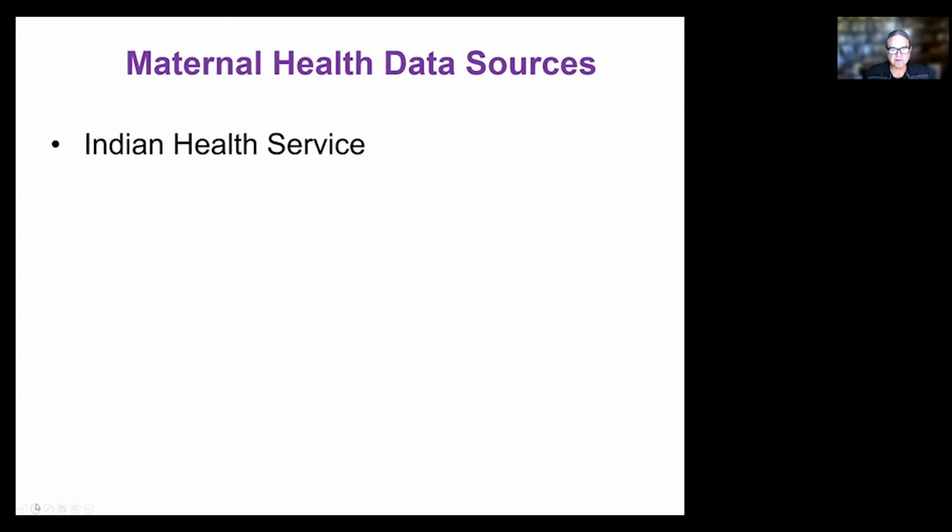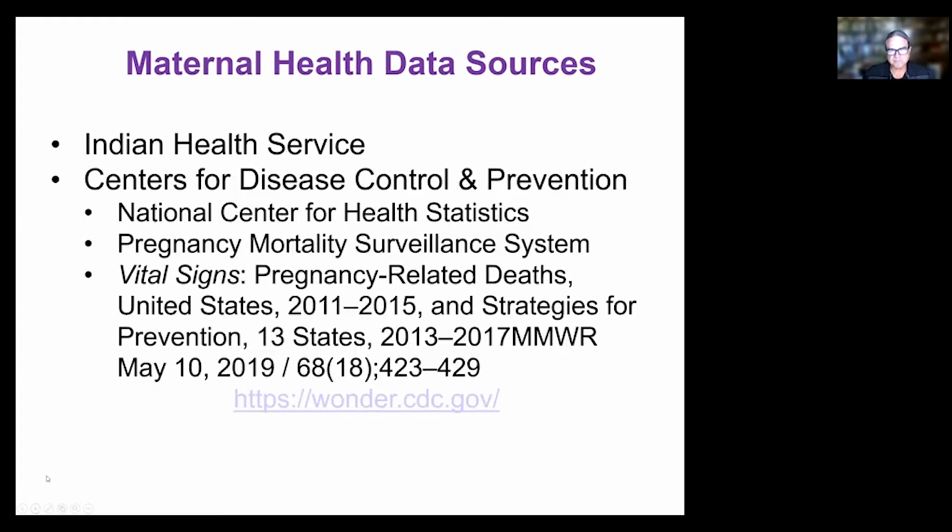So IHS is a federal agency located within the Department of Health and Human Services, and we do have challenges in terms of data sharing and data coordination. Obviously, another source is CDC, right? The Centers for Disease Control and Prevention. And within the CDC, of course, is the National Center for Health Statistics, and specifically a pregnancy mortality surveillance system.